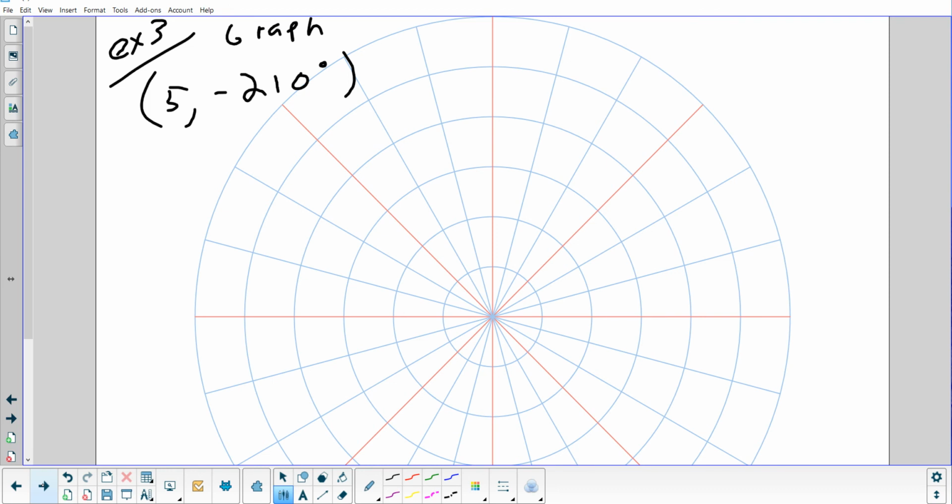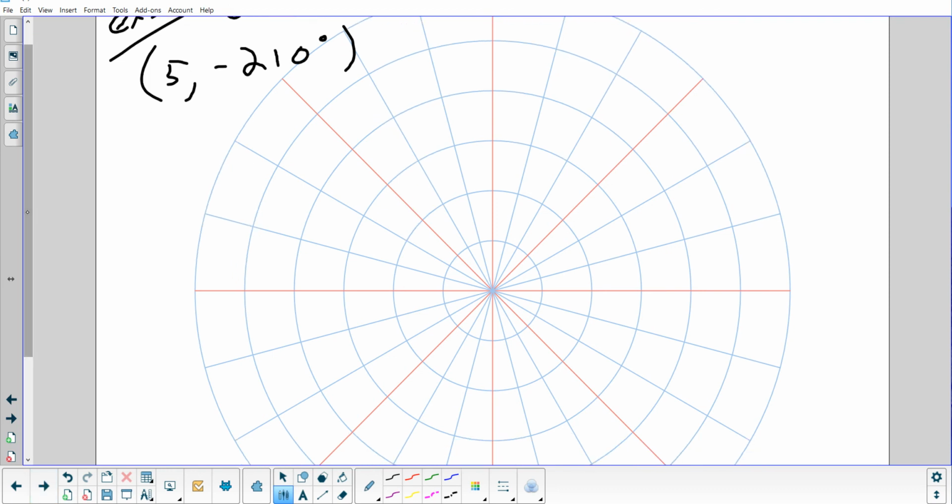Allie, what's going to be my first step to graph that? We're going to start with the 5, which is going 5 rings. We're still going 5, yeah, which way? To the right. So that is your starting point for the next step. 5 to the right. And Ryan, how many degrees are we going to rotate? Negative 210. So 210 to the left. Counterclockwise. So we're going to rotate 210.